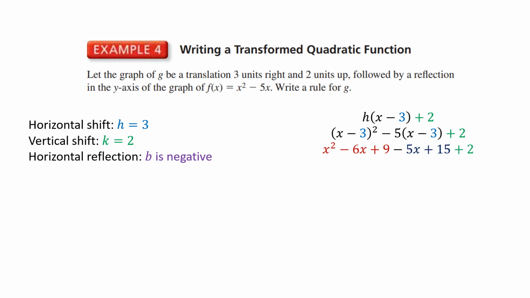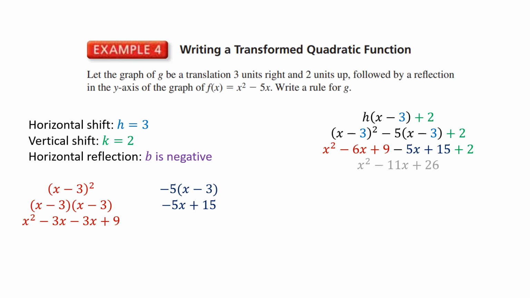That means that we're going to end up getting a trinomial minus a binomial plus this constant 2. And if you're not sure, just remind yourself of what it means to have x minus 3 squared, and also to distribute the negative 5. When we collect terms, we get x squared minus 11x plus 26. But notice I haven't dealt with the third component there.